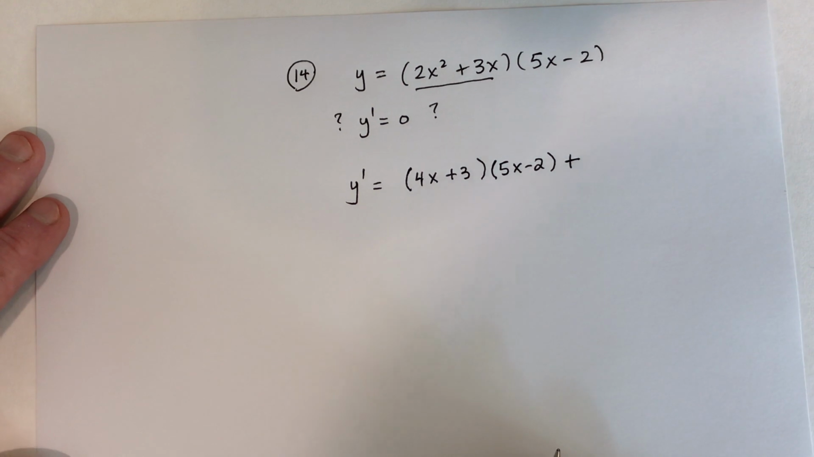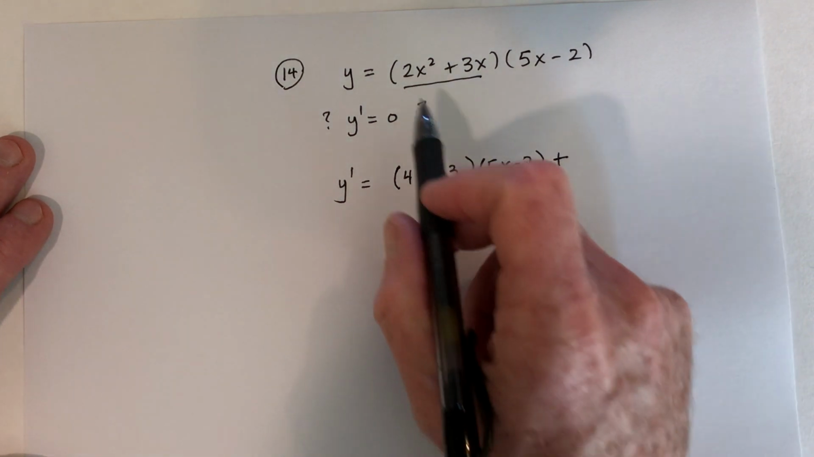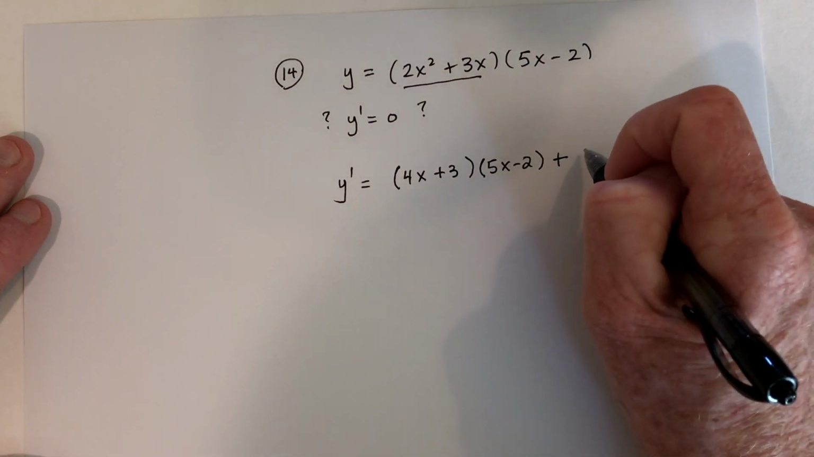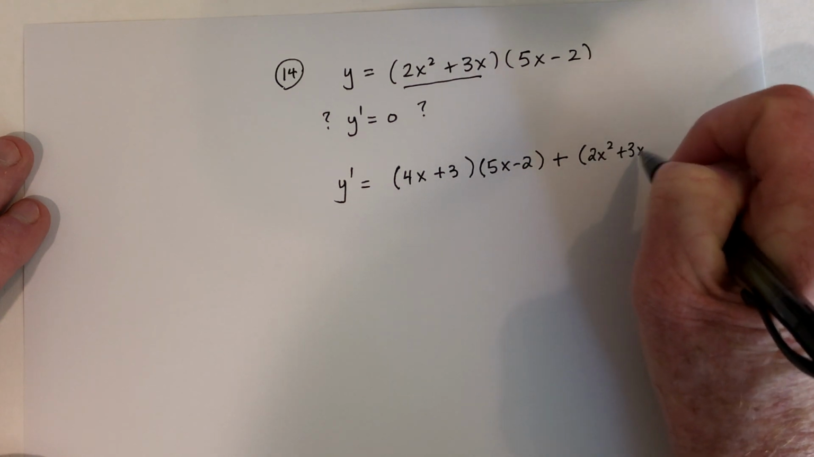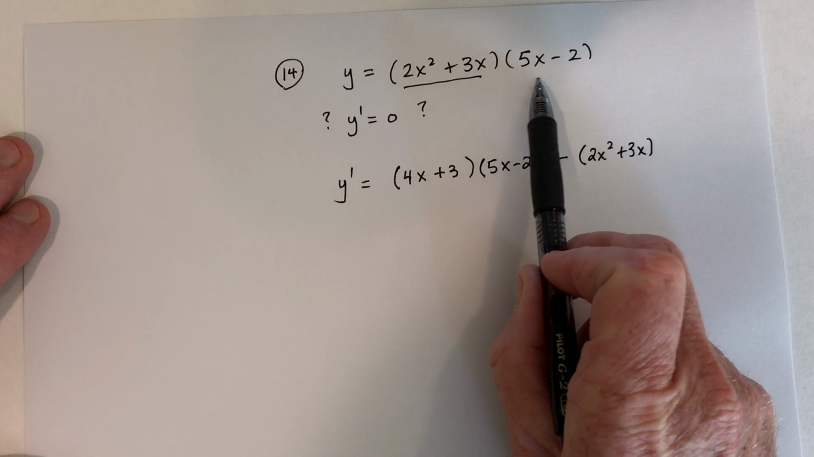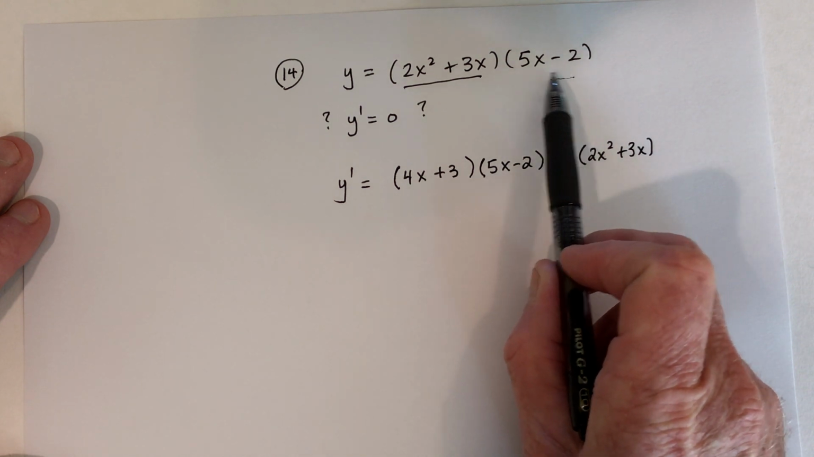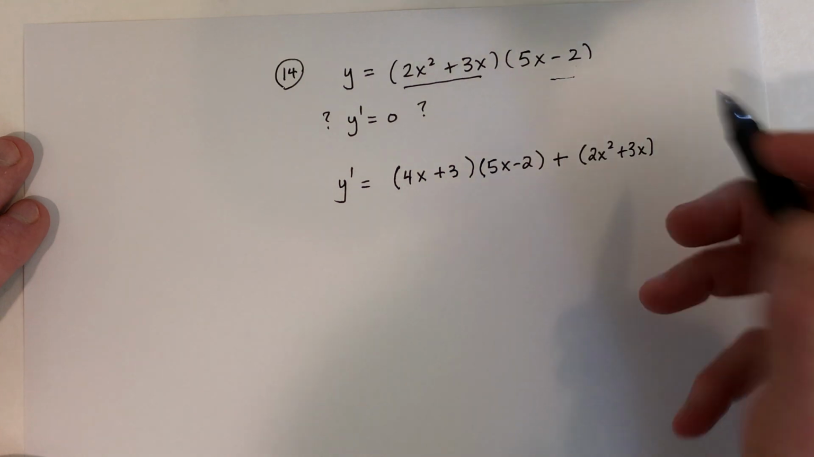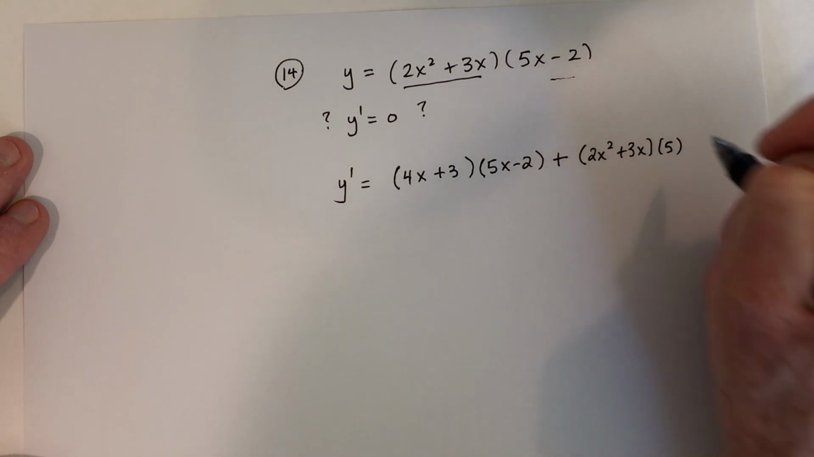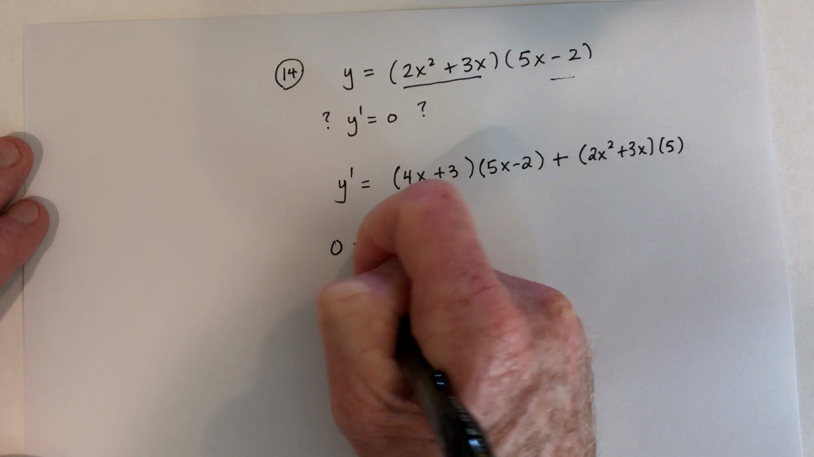And remember that the product rule has plus. This time, just copy down this problem, the 2x squared plus 3x. And then take the derivative of 5x minus 2. And the derivative of 5x is just a 5. That's a 0, so it's just a 5. And then set it equal to 0.